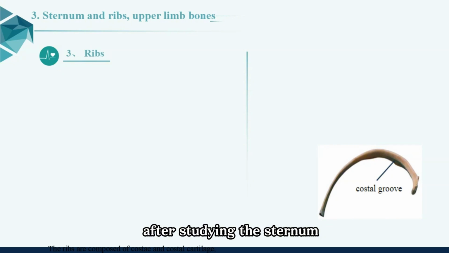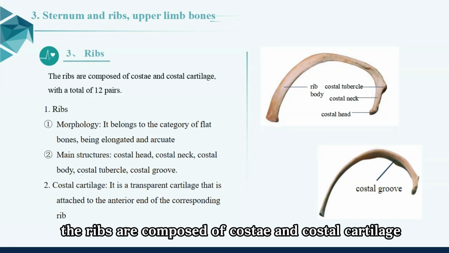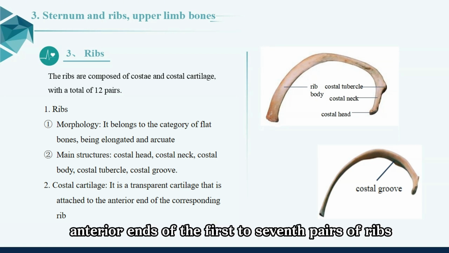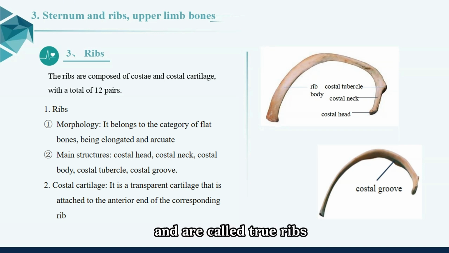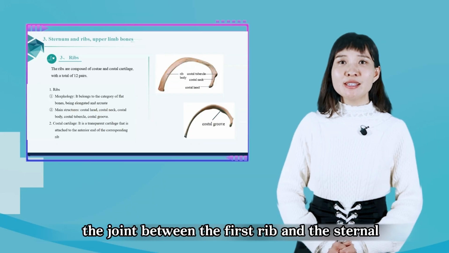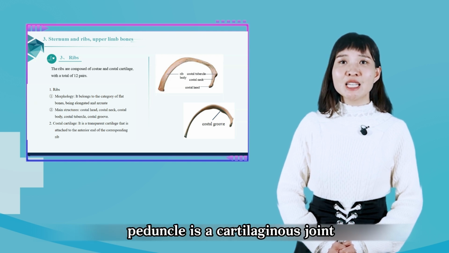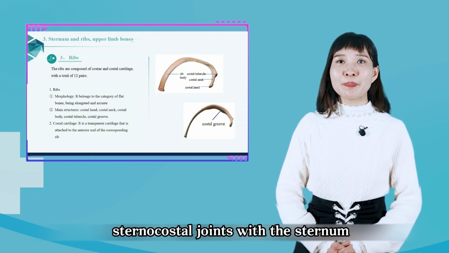After studying the sternum, we will next study the ribs. The ribs are composed of costae and costal cartilage, with a total of 12 pairs. Classification: the anterior ends of the first to seventh pairs of ribs are directly connected to the sternum, and are called true ribs. Among them, the joint between the first rib and the sternal manubrium is a cartilaginous joint. The second to seventh ribs form slightly movable sternocostal joints with the sternum.